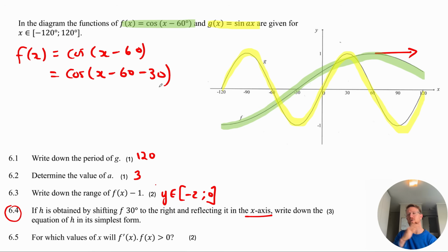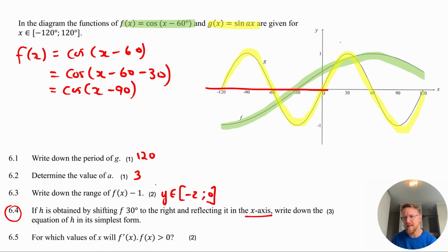Remember, whenever we go right, x becomes negative. Whenever we move left, x is positive. Okay, so that's going to become cos of x minus 90. Now we then take that and we reflect it in the x-axis.